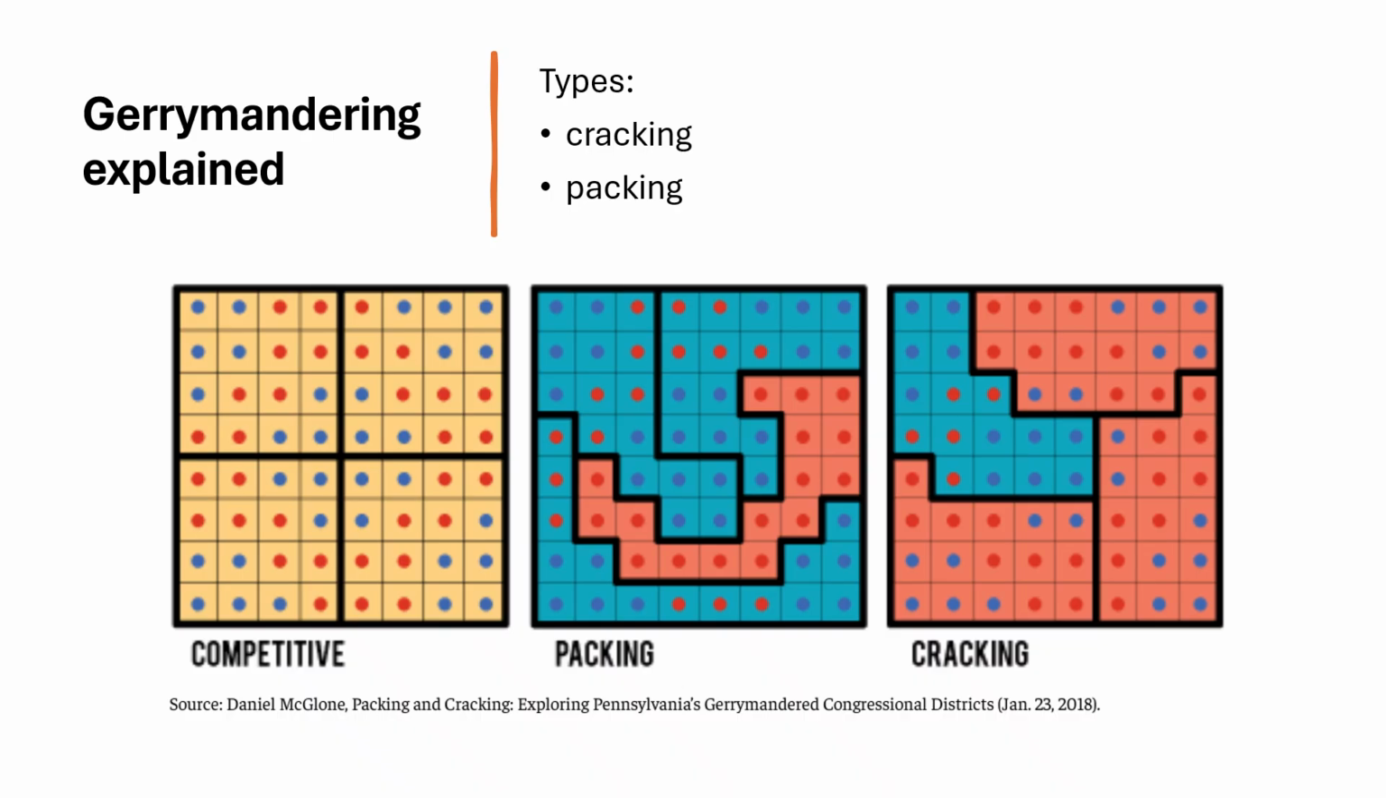Now, competitive districts is the way things are supposed to happen. And that's where voters are choosing their politicians. If you look at the competitive districts, there are 8 blues and 8 reds in each of those districts. So the winner is the one who best reaches the voters. Unlike gerrymandering, where politicians are choosing their voters.